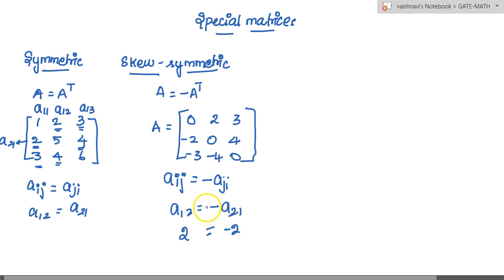And one more thing you have to remember in a skew symmetric matrix is that all the principal diagonal elements will be 0. Check it here. The principal diagonal elements will be 0.